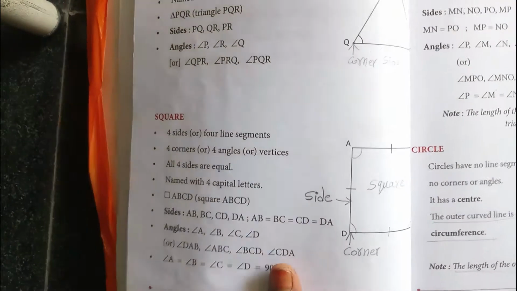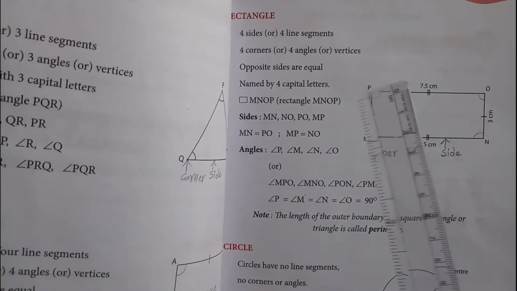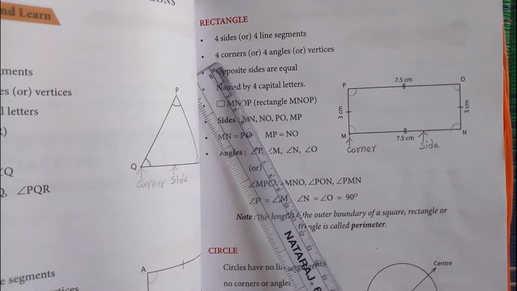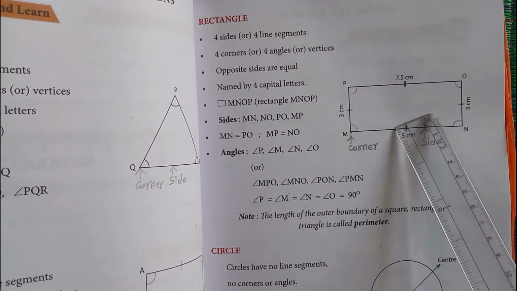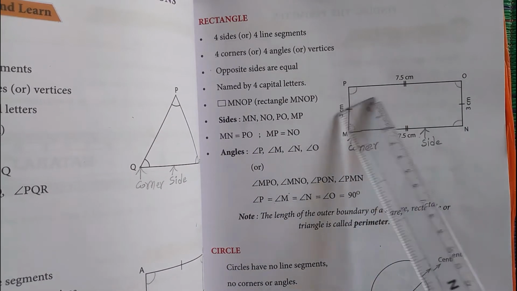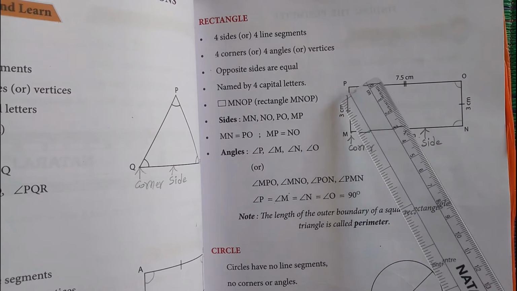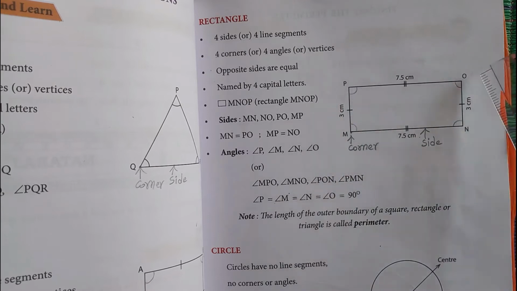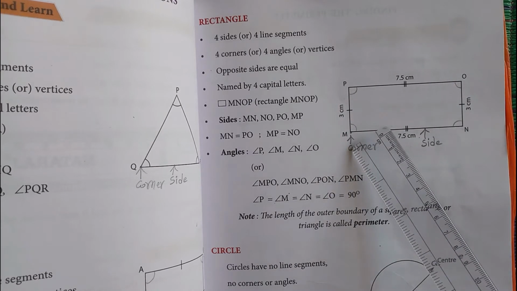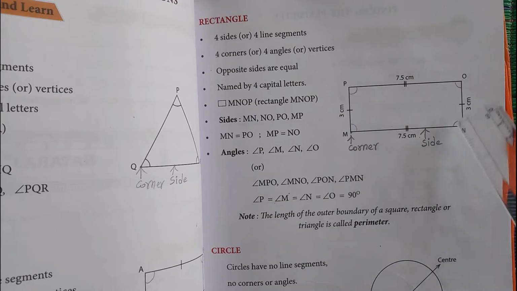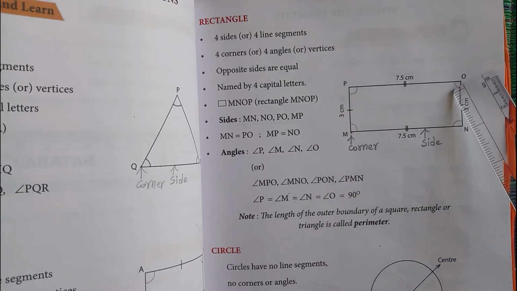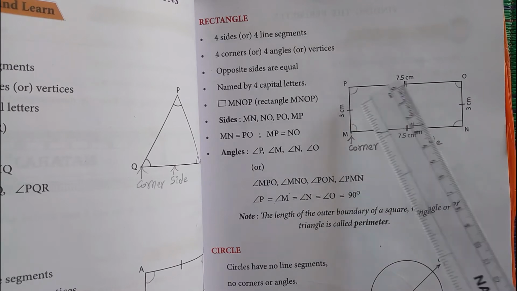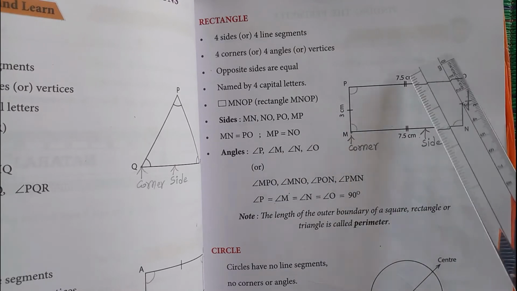Now coming to the one more example they have given here is rectangle. See, this rectangle is having 4 sides or 4 line segments, 4 corners. Even rectangle is also having 4 corners, or we can call it as 4 angles or 4 vertex. Opposite sides are equal. See here, opposite sides are equal.